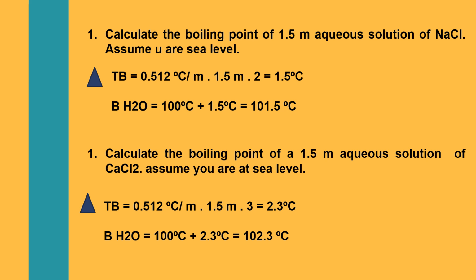We now add this to the boiling point of water at sea level, which we know is 100 degrees Celsius, and we will end up with the boiling point of the solution equaling 102.3 degrees Celsius. Okay, get it? If you have questions, please feel free to ask through our chat box. So the final boiling point of the solution is going to be 102.3 degrees Celsius.